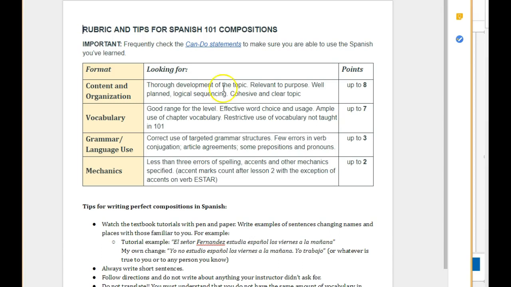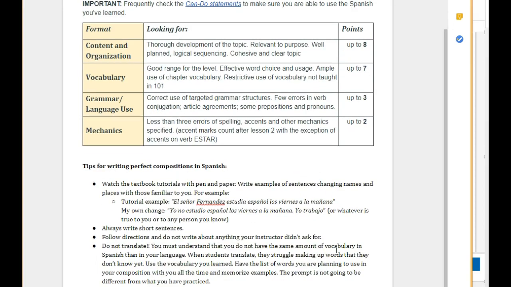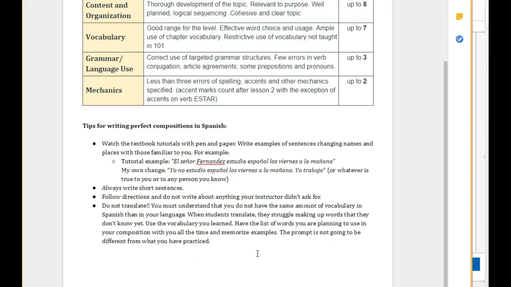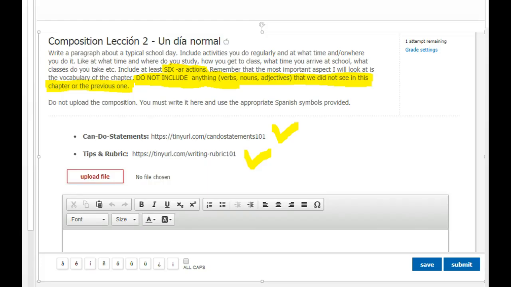The other thing that you need to look at is the rubric and the tips I put. These tips are super important, and they will help you not only in these compositions, they will help you in the midterm and in the final. So make sure that you follow these tips. Always write short sentences, follow directions, and don't translate. And you will see that all these things are happening in just the samples of the compositions that I have for lesson 2. So please pay close attention.